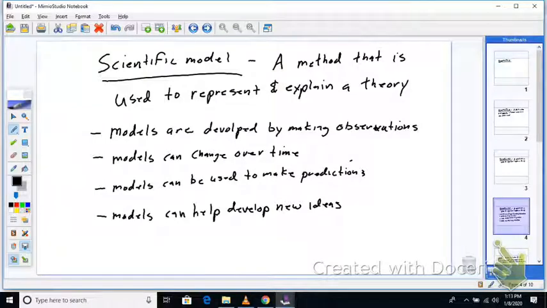So that's just a few things about a model and what it can do. Now I'm going to show you a model here in a second that you guys are going to use tomorrow. Okay, when you're done with it, you're done with it.